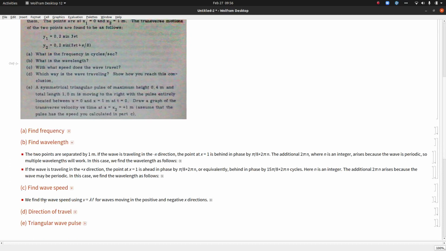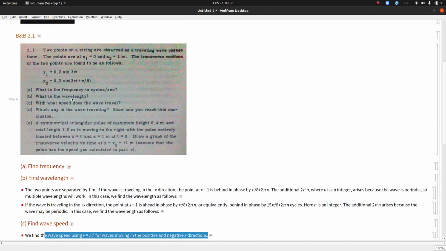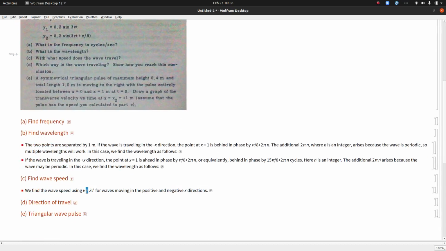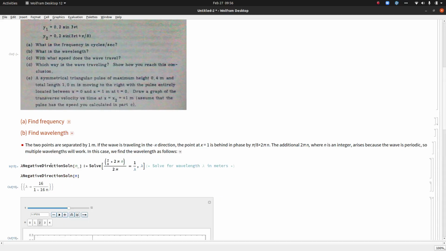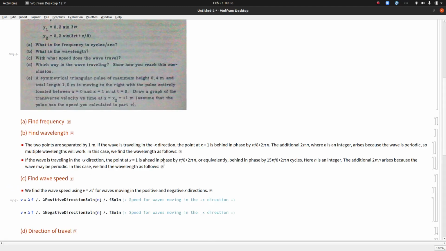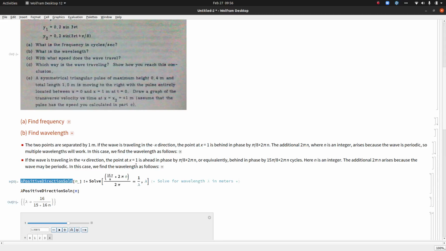And to get the wave speed, we can just use wave speed as wavelength times frequency. But because we found multiple wavelengths will work and speed is dependent on the wavelength, we're going to have multiple speeds that will work as well. So we've got 2 different solutions that we came up with. We came up with a solution for when the wave was moving in the negative direction, and a solution for when the wave is moving in the positive direction.